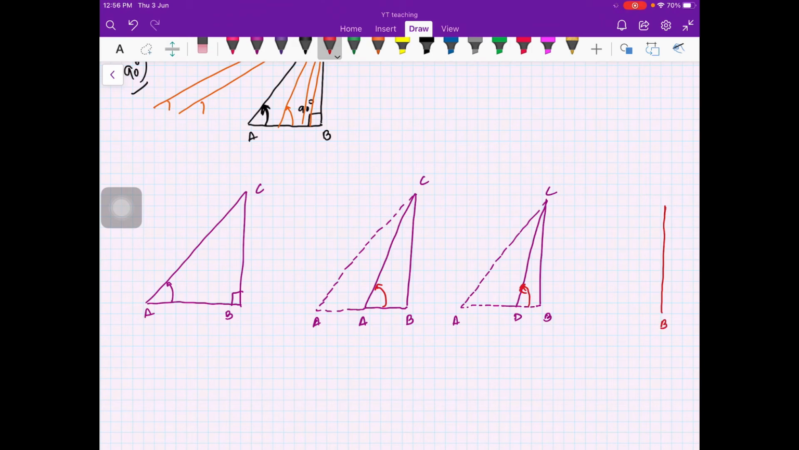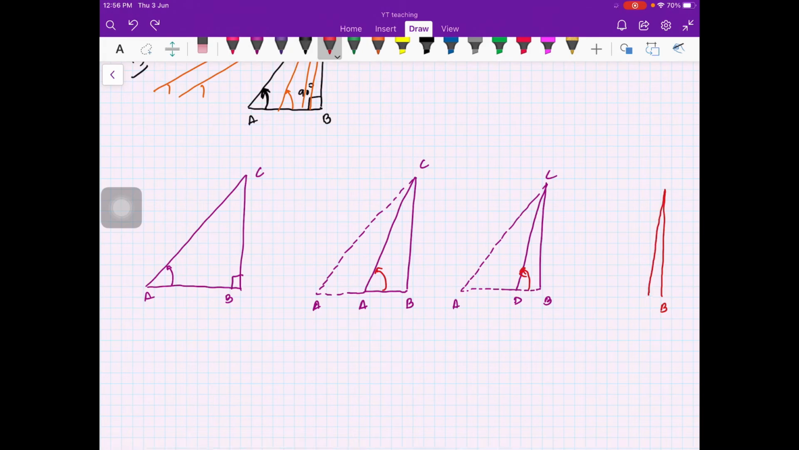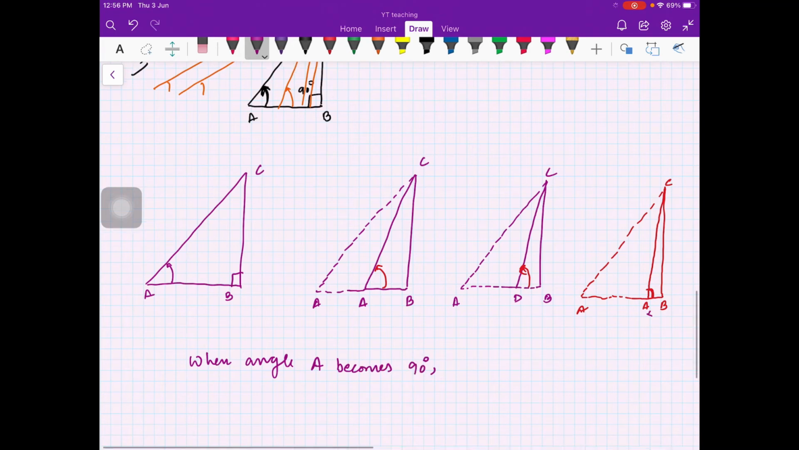You have B, and here is your A, C. This was your original position of A. Now you see, ultimately your angle A will become 90 degree, right? So when angle A becomes 90 degree, you see what happens, this AB will be 0. Okay, so AB is your adjacent side.